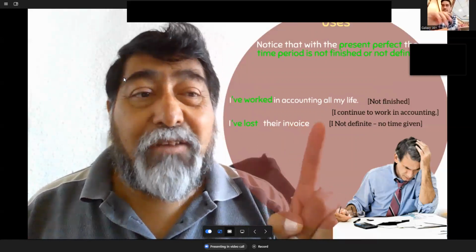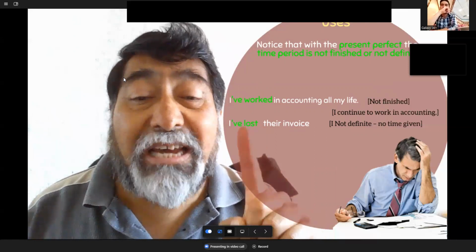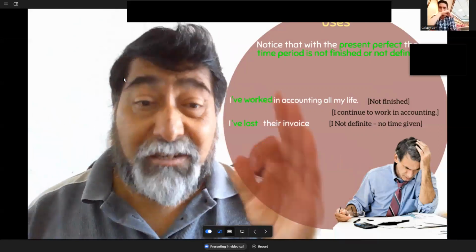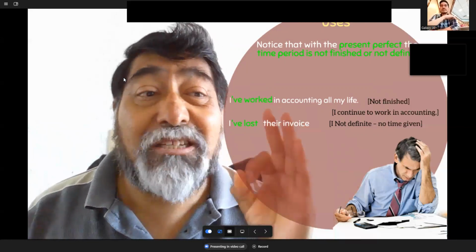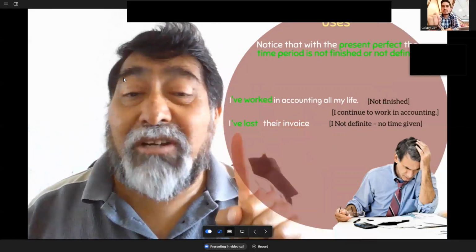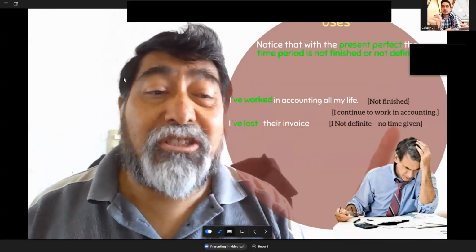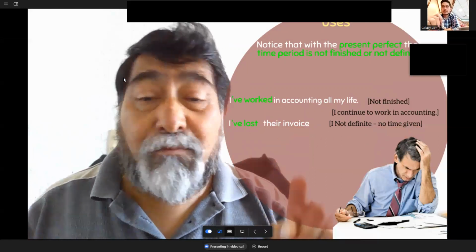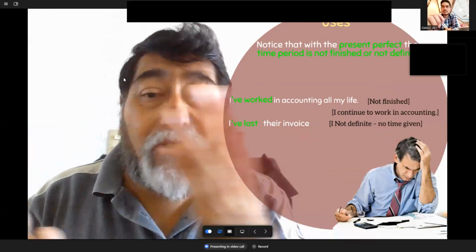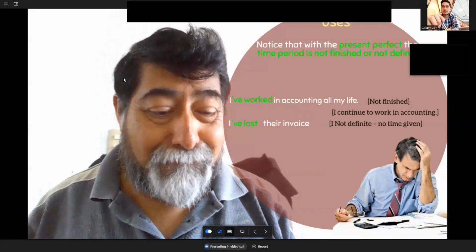But if I say, I lost their invoice last week, without the have, then I have a specific period of time. I am talking about a recent past action. So I have lost their invoice. When? This month, this week. But we don't know specifically when the action occurred.